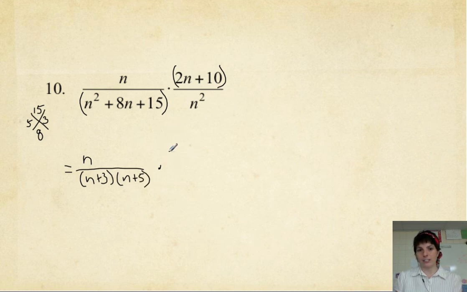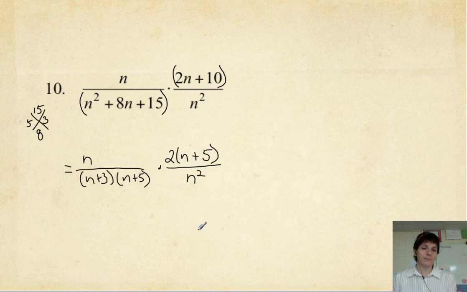In the numerator, it's a GCF problem. So undistribute. And last but not least is that n squared. And you can write it as n squared or as n times n. And now we can start simplifying. N plus 5 over n plus 5 becomes a 1. N over n will leave us with an n down here. So my final answer will be 2 over n times n plus 3.